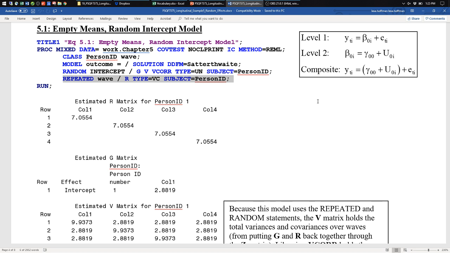VC stands for variance components. It's an independence structure. It's what you would call a regression model, with constant variance across all observations, no covariance whatsoever. And the R matrix is per person.